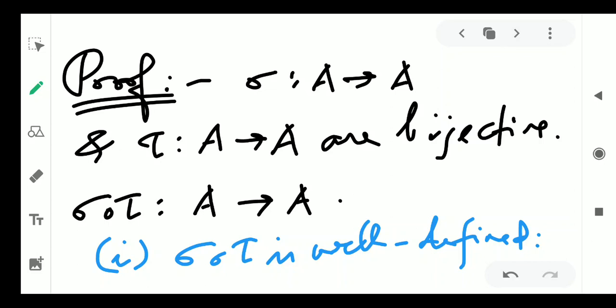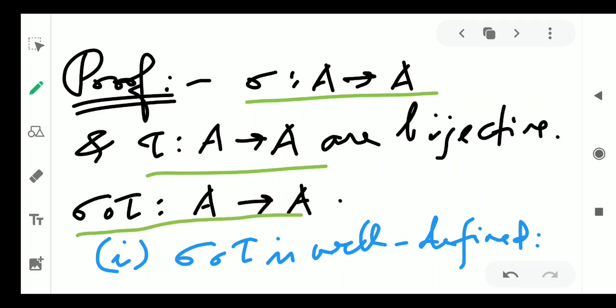For that, it is not the complete proof of calling it a proof. This is only a proof for showing that this composition operation is a binary operation. So take two permutations, sigma from A to A and tau from A to A, belonging to SA. Then I will be proving that this function, sigma composition of tau, is from A to A.